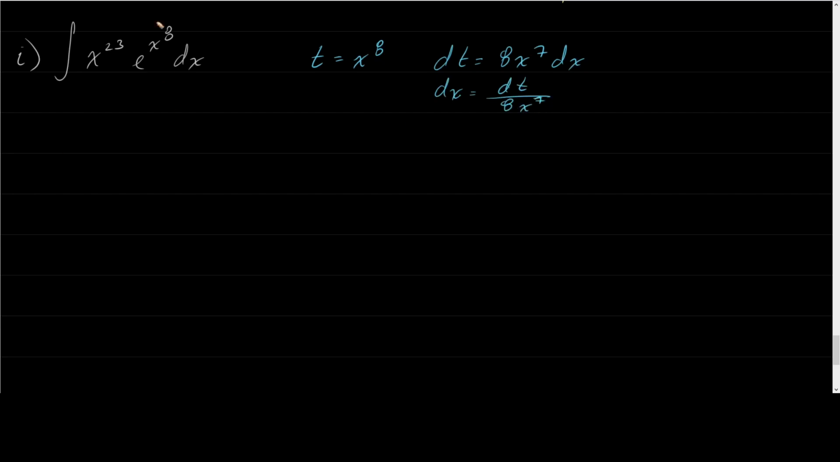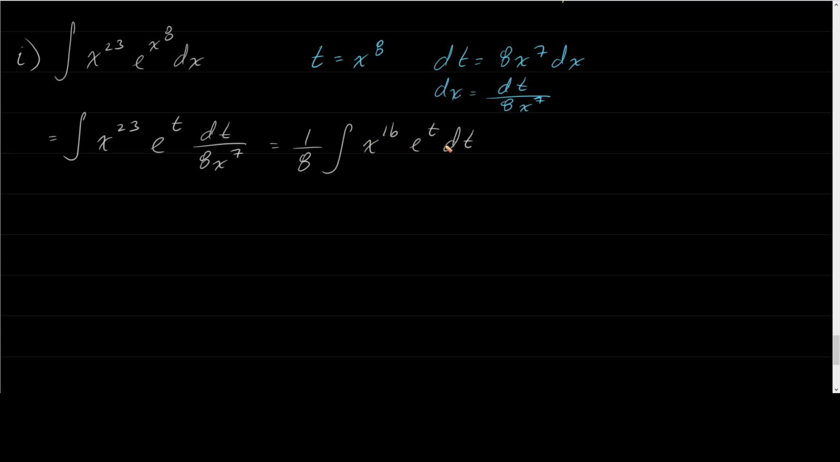So now, this integral, what does it become? Well, this x to the 23rd, we did nothing with that, so it's still there. This x to the 8th, that was our t, so I have e to the t. This dx becomes dt over 8x to the 7th. Next thing I'm going to do here is reduce the x's. So 23 minus 7 is 16. So I have 1/8 times the integral of x to the 16th times e to the t dt.